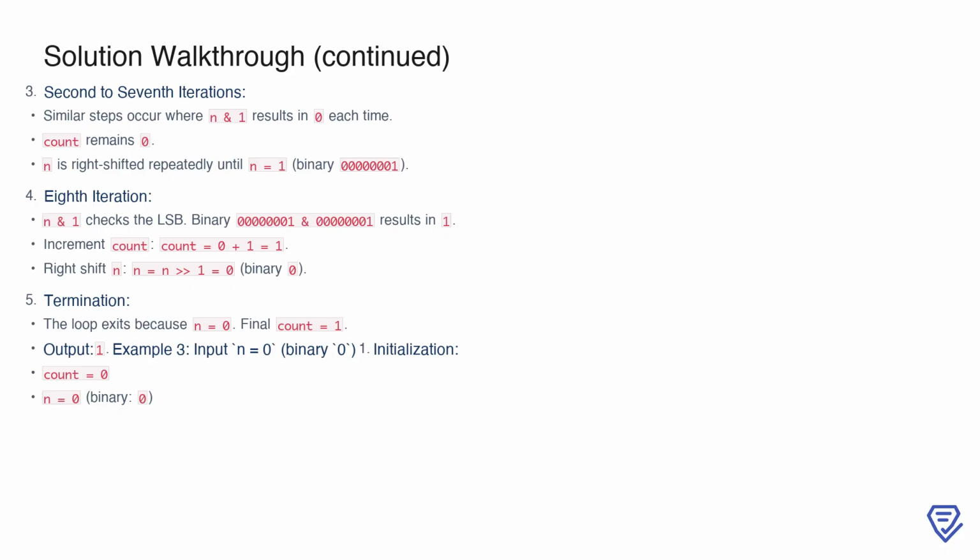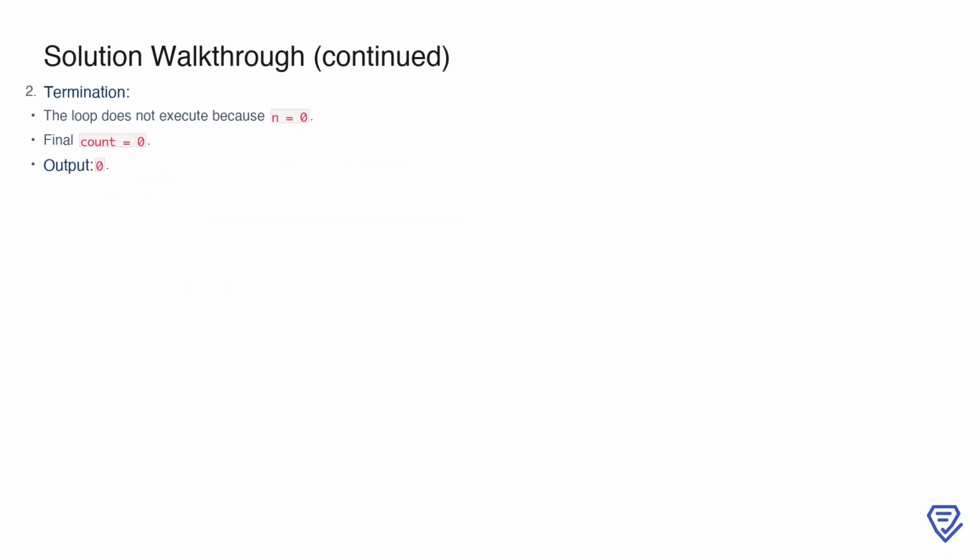Finally, consider the simplest case where N is 0, represented as 0 in binary. Here, we initialize count to 0 and proceed to check the termination condition. When the input N is 0, the loop does not execute at all because the condition for the loop requires N to be non-zero. Since no iterations occur, the count remains at its initial value of 0. This means the output for the input 0 is simply 0.